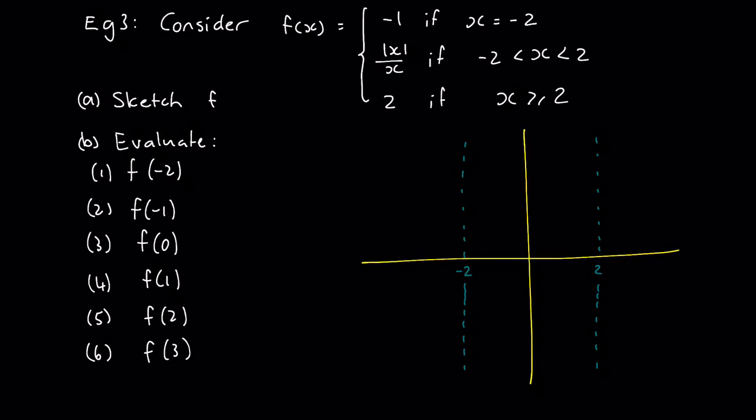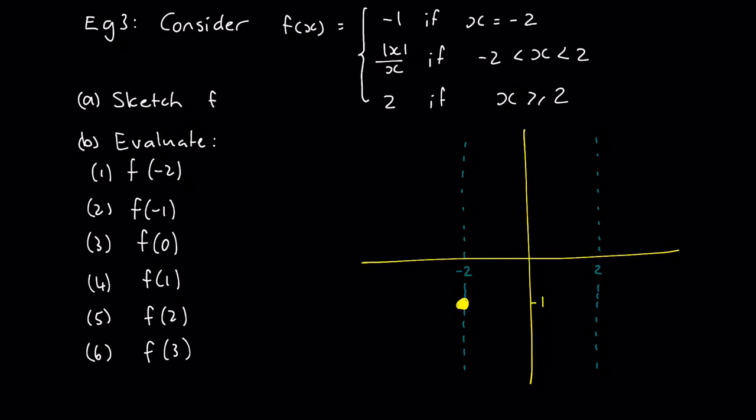Right, so the first one, f of x, we're going to sketch is equal to -1. Remember, these are y values, and these are the x values. So they're saying that y is -1 if x is equal to -2. So at -2 for x, at -1, we're going to have a solid dot. That's -1 on the y-axis.